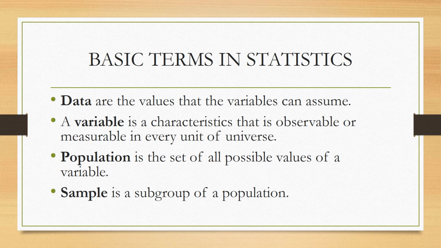The third is population. Population is the set of all possible values of a variable. And the last is sample. Sample is a subgroup of the population, or a subset of the population.